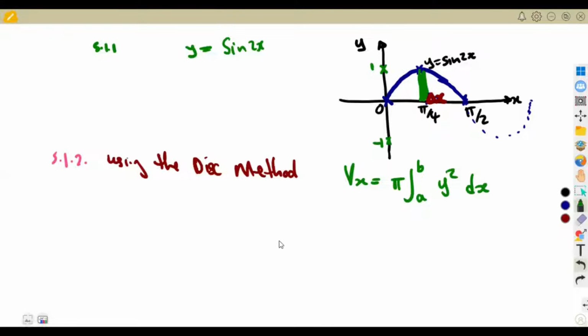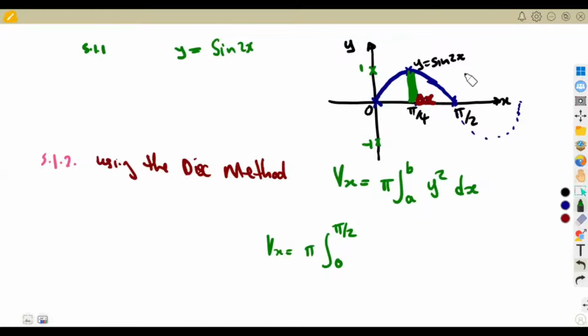So that means our Vx is going to be pi, the integral of, taking our limits from 0 to pi over 2. Then this is y squared. What is y squared? This is the function of x. Y here represents f of x, which is y, is equal to sine of what?